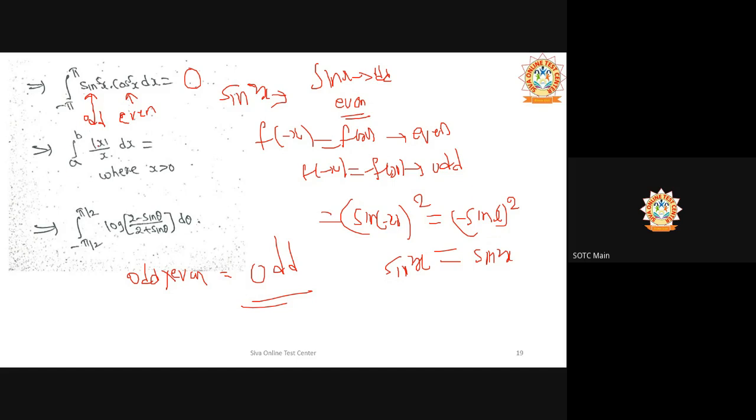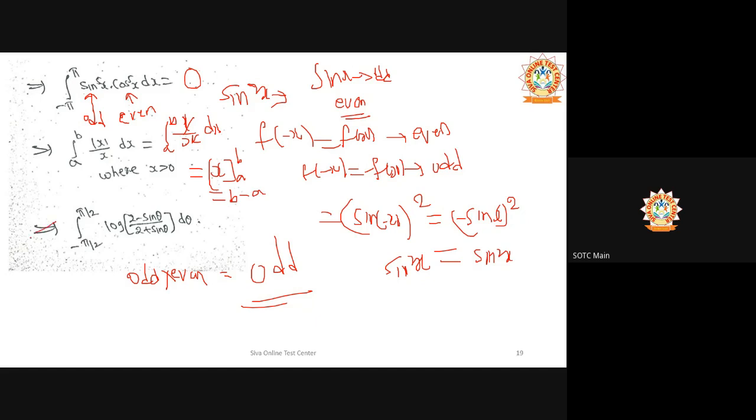Now try to solve this question. Integration from a to b of mod x by x dx, where x is greater than 0. Since x is greater than 0, mod x will become plus x. Integration from a to b of x by x dx, it cancels, and integration of 1 dx is x with limits a to b. Your answer is b minus a.